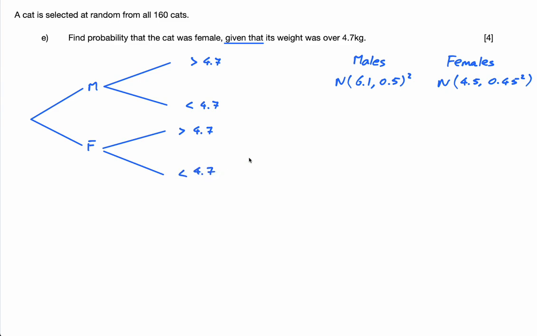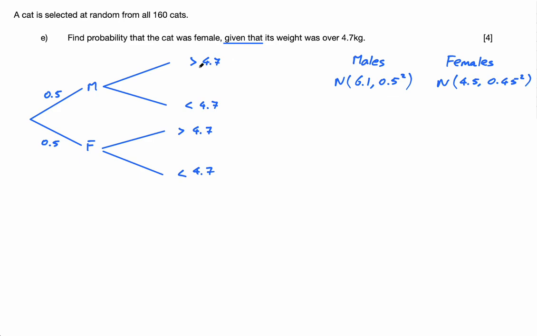Now, over here, just a reminder, the males were normally distributed with a mean of 6.1 and standard deviation 0.5. Guys, that is not right. It should be 0.5 squared. And the females, 4.5 and 0.45 squared variance. So, firstly, there's 160 cats, 80 are male and 80 are female. What's the probability of getting a male? Well, it's half, 50-50, or 0.5.